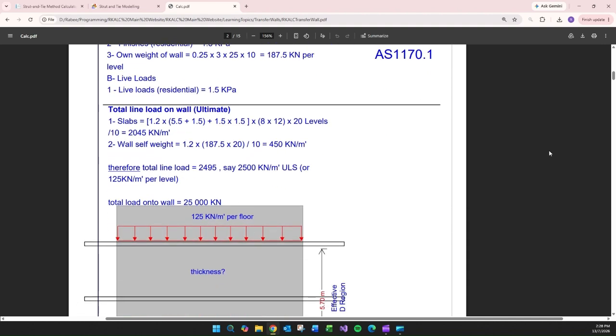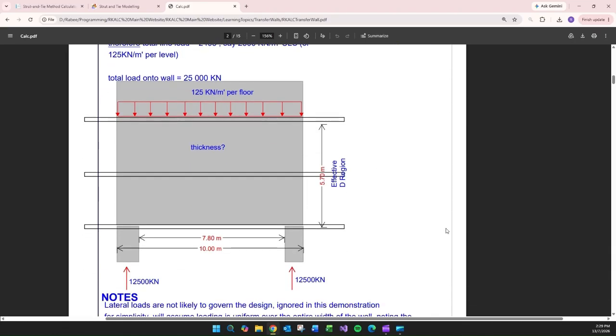So the total line load on the wall is the kPa on the floor times the tributary area times 20 levels divided by the length of the wall. That becomes 2045 kilonewton per linear meter, and add as well the wall weight, so altogether becomes 2500, or if you divide by 20 it becomes 125. So that is the wall geometry.